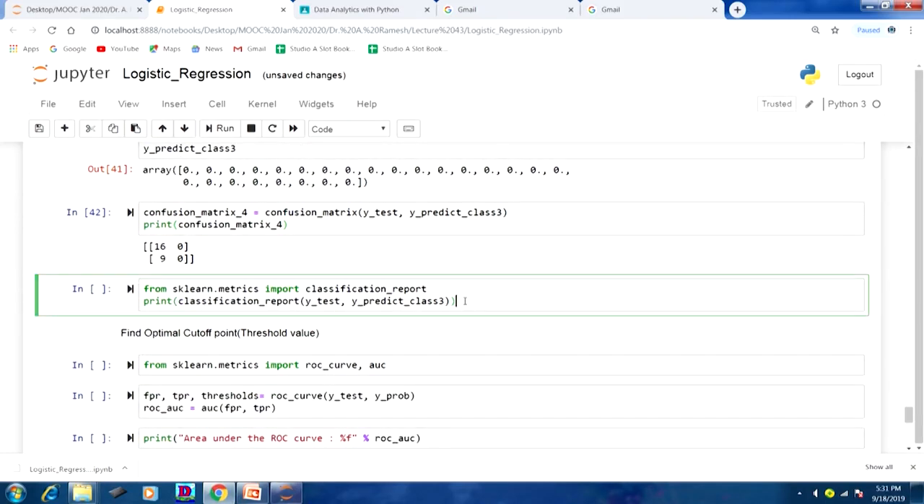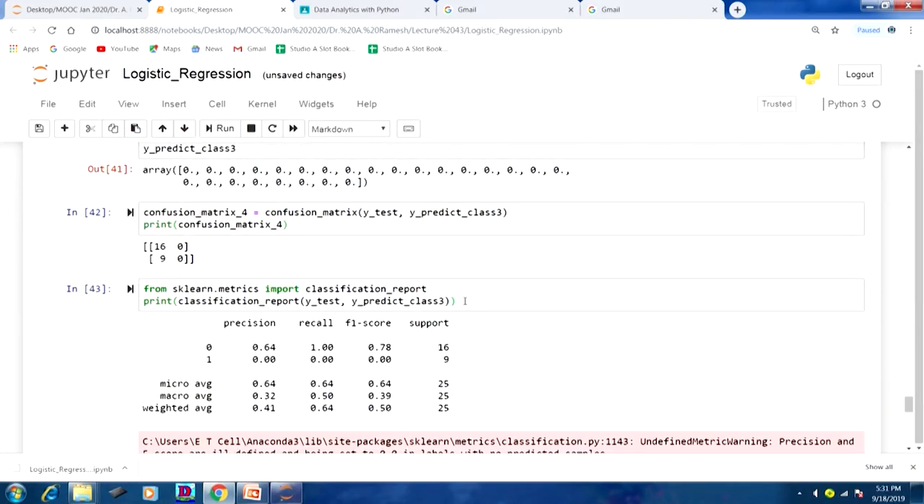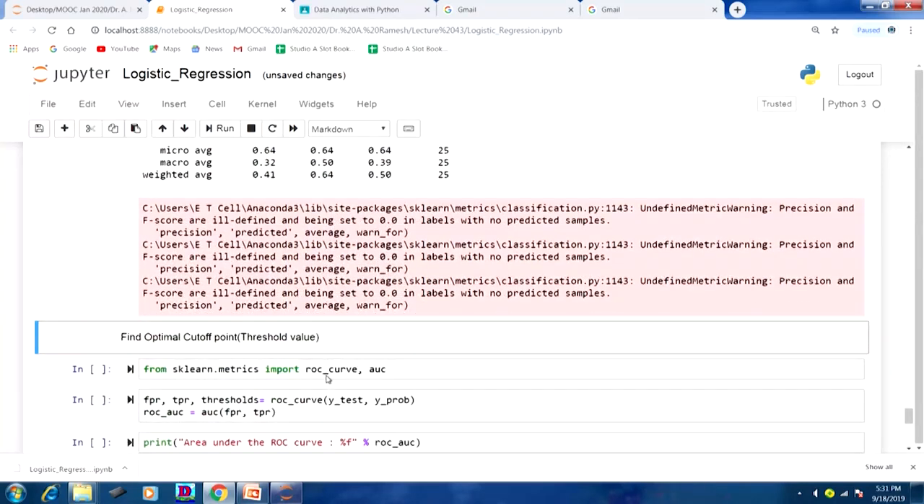Now, let us get the classification report for this. See that here the specificity is 1 when you have a higher threshold value. So, sensitivity is 0 because you have chosen a higher threshold value. Now, the important task is that we have to choose the optimal cutoff point, cutoff point in the sense of optimal threshold value.